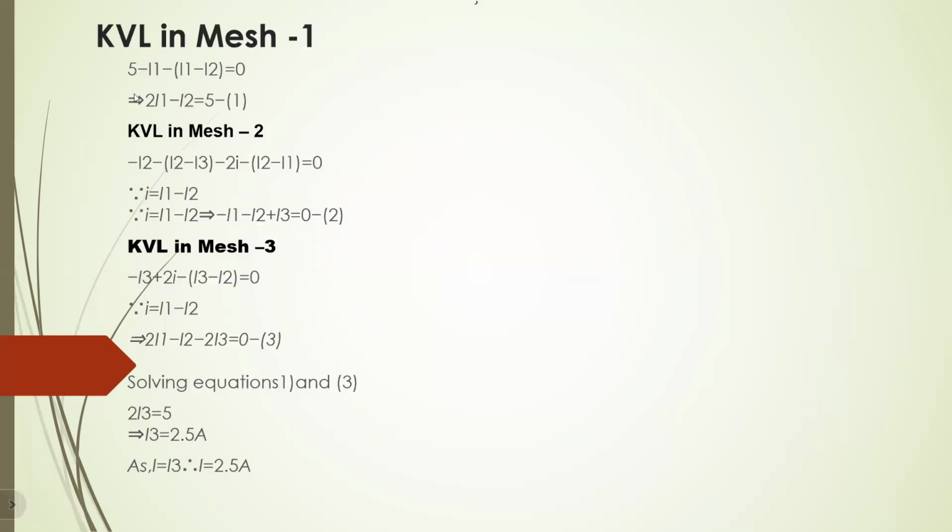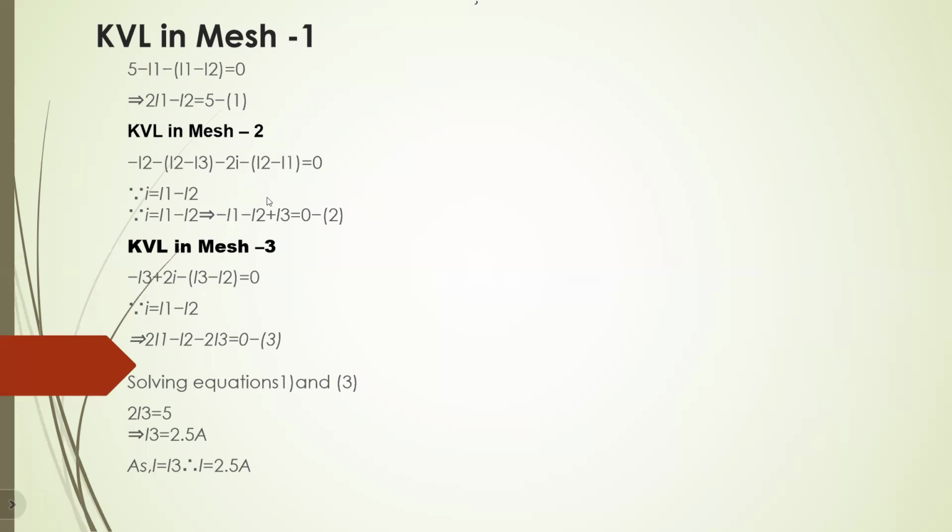KVL in mesh 1: 5 minus I1 minus I2 equals 0. 2 I1 minus I2 equals 5. Equation 1. KVL in mesh 2: minus I2 minus I2 minus I3 minus 2 I1 minus 2 minus I2 minus I1 equals 0, where I equals I1 minus I2. This gives minus I1 minus I2 plus I3 equals 0.